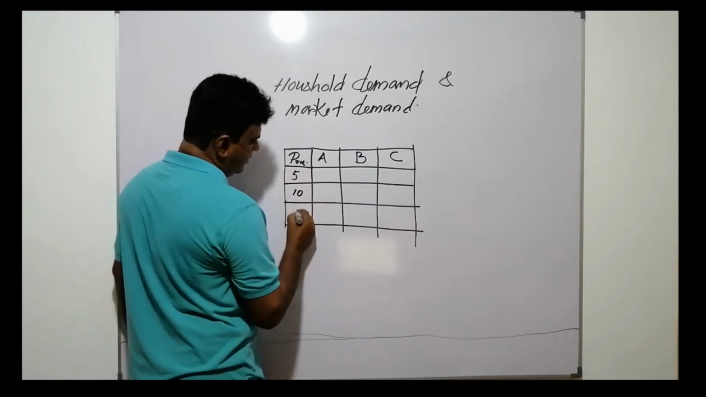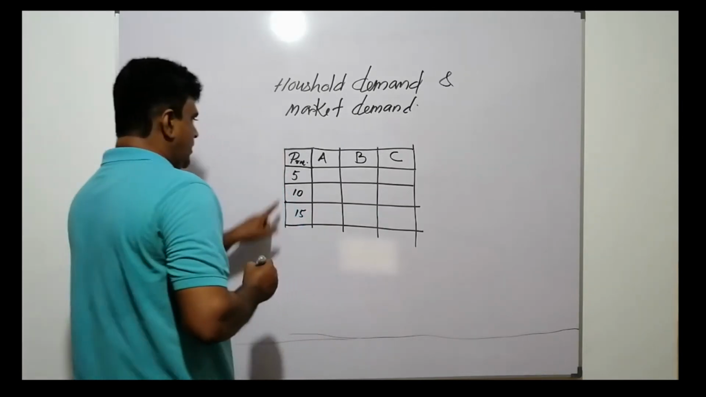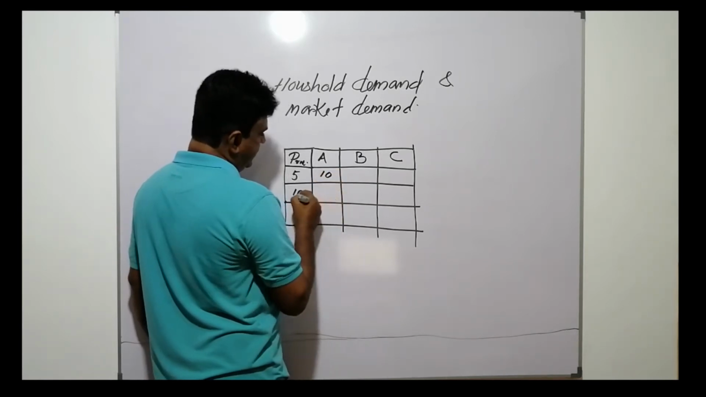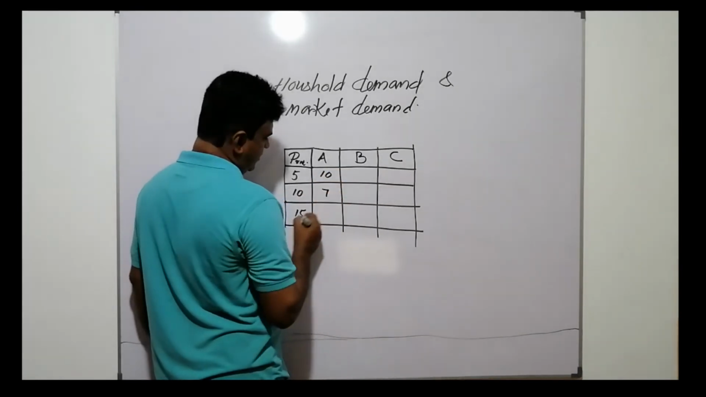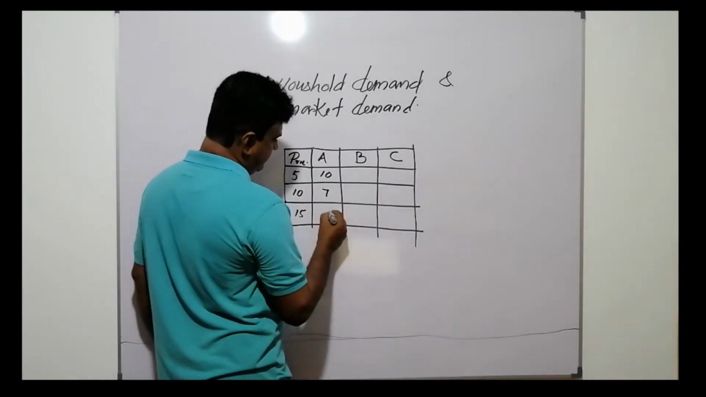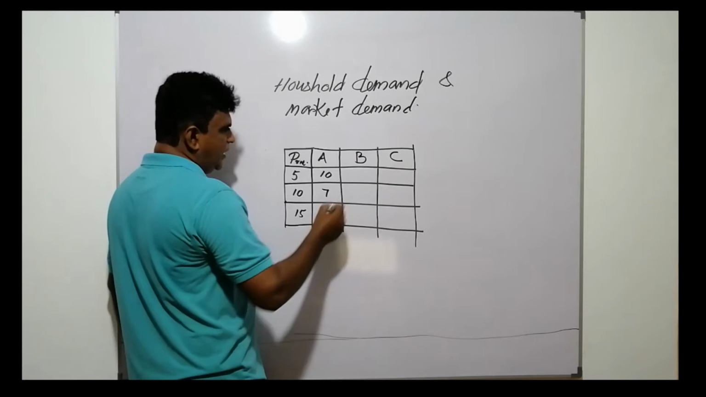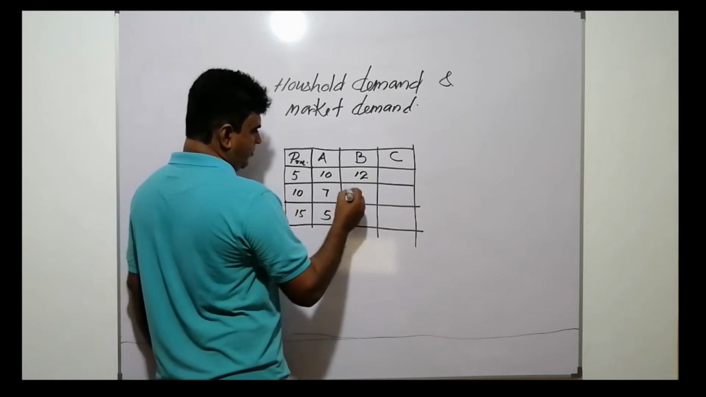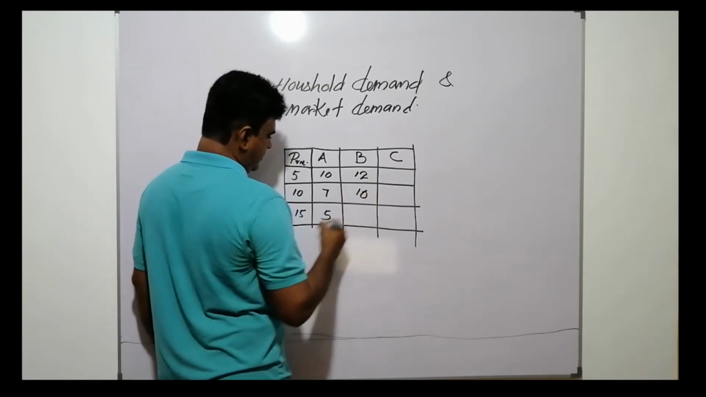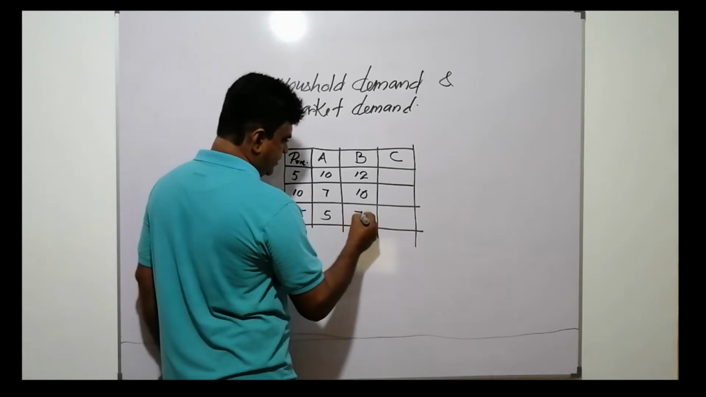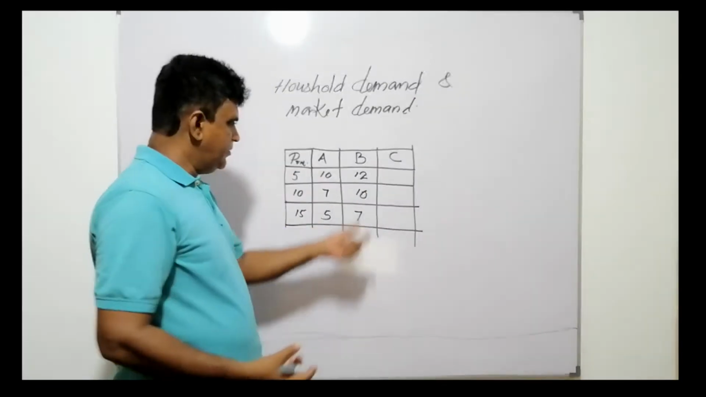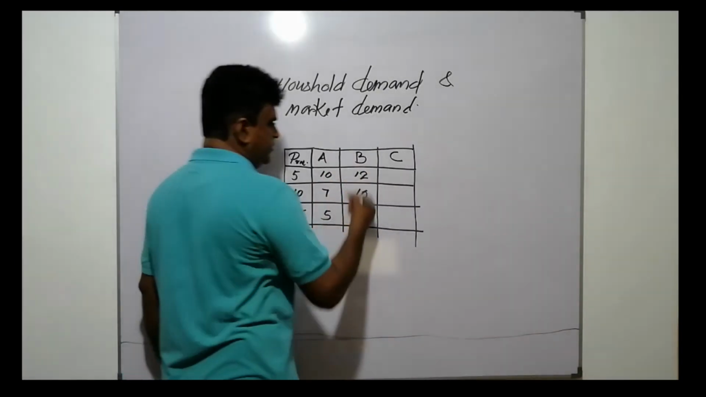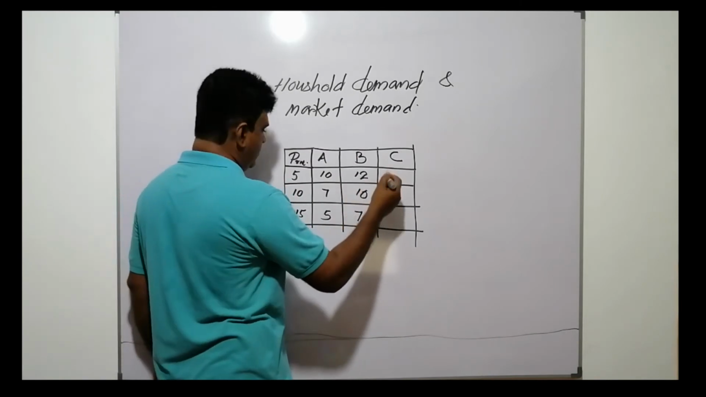Okay, 5, 10, and 15. Under 5 rupees, A demands 10. Under 10, A demands 7. Under 15, A demands 5. B demands 12 under 5, 10 under 10, and under 15, B demands 7. At a higher price, demand is reduced in both columns. Both A and B reduce their demand.